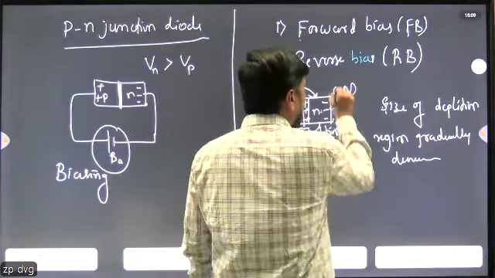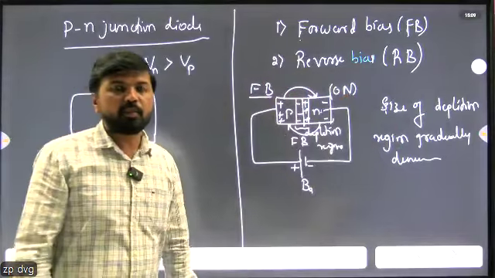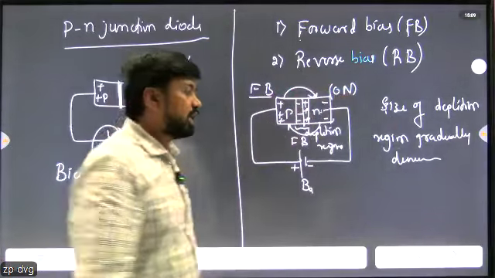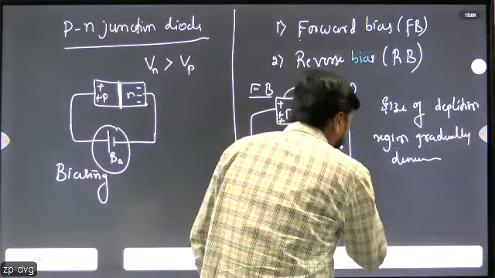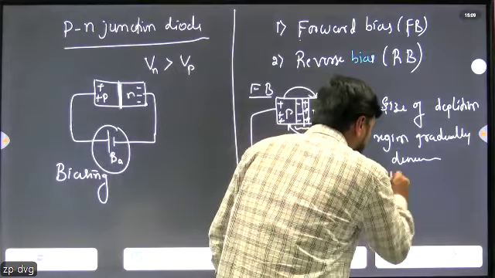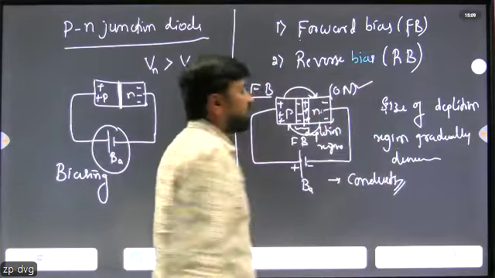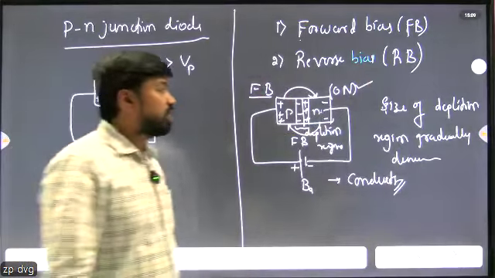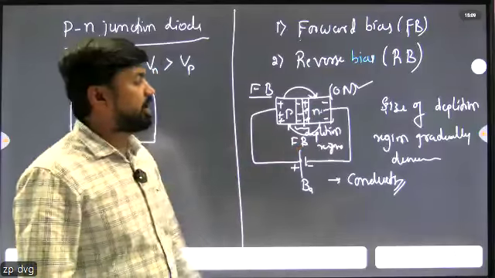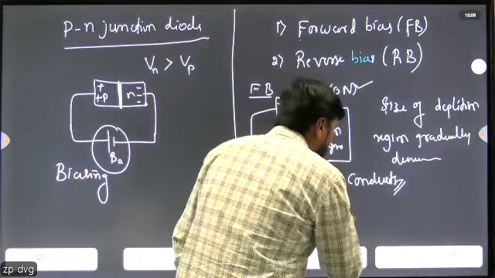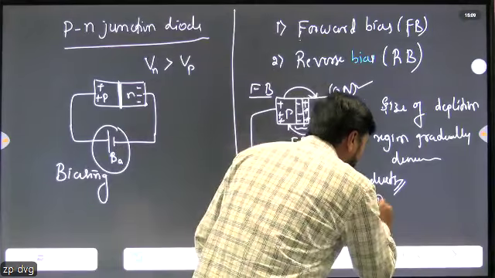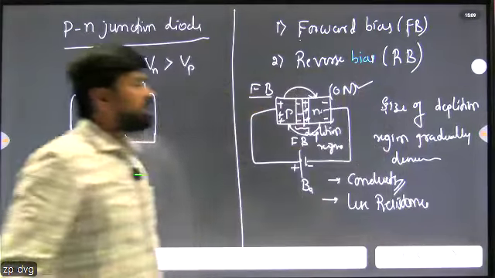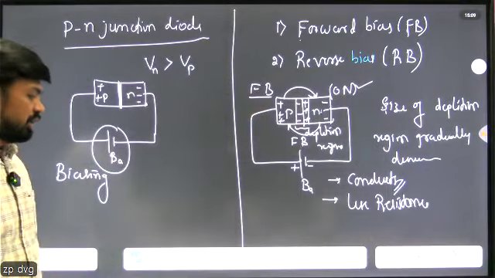In which bias? Forward bias. One thing you should remember, forward bias is nothing but the switch-on condition. Also, we can call it that the diode conducts. All of these have the same meaning: on state, or the diode acts as a conductor. So what happens to the resistance in case of forward bias? The diode offers very little resistance during forward bias.